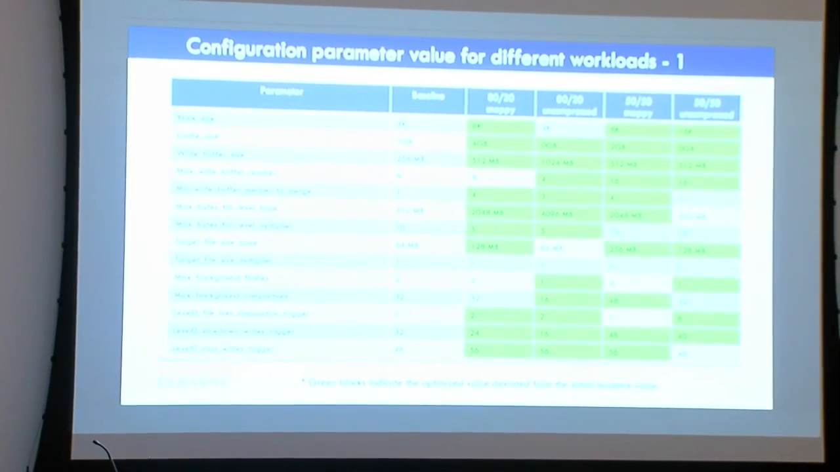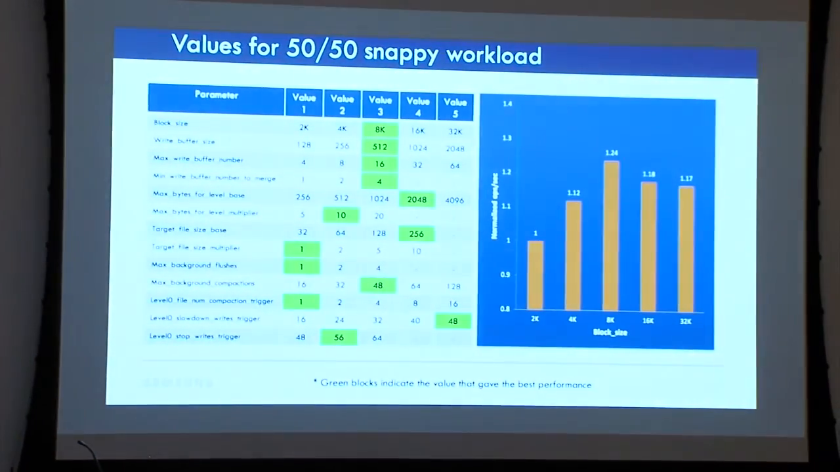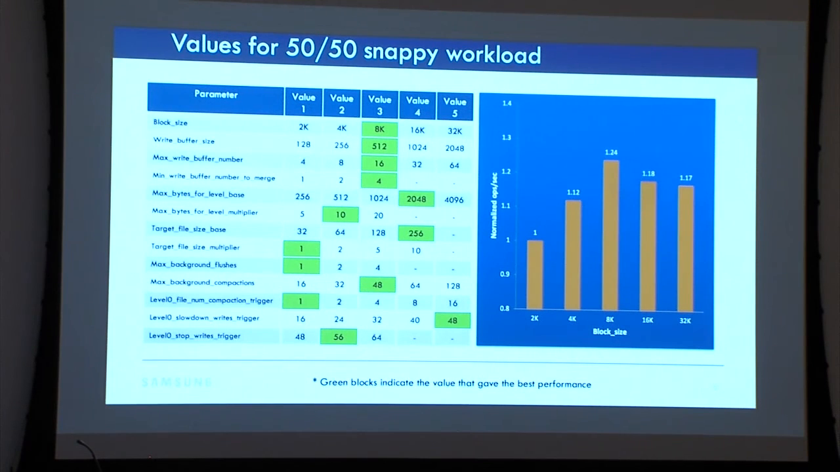For example, for block size, we ran 5 experiments, one for each of 2K, 4K, 8K, 16K, and 32K.